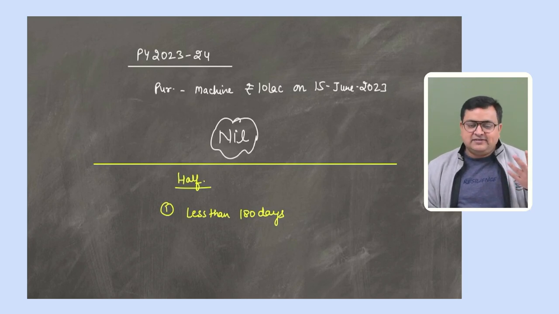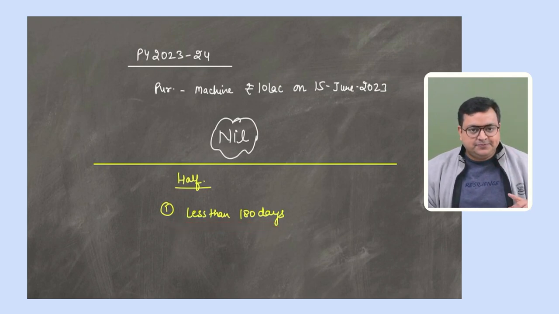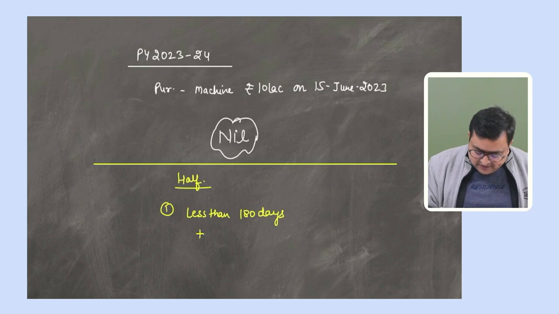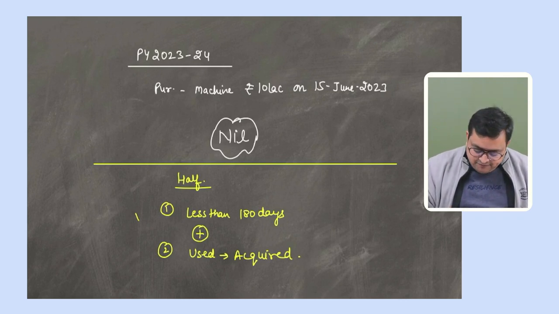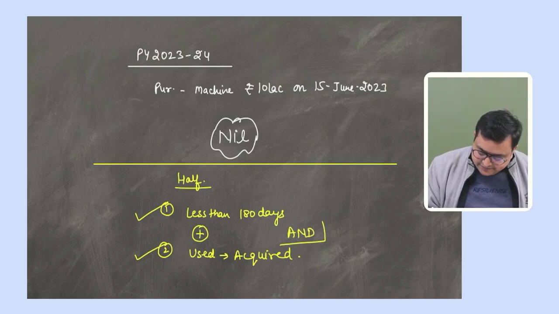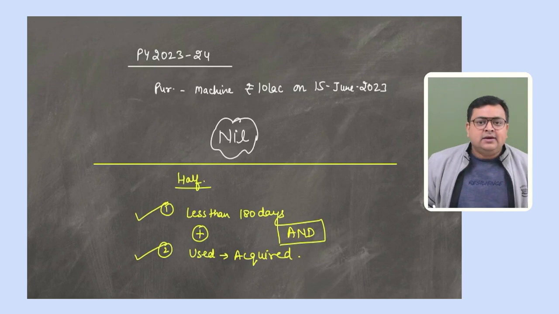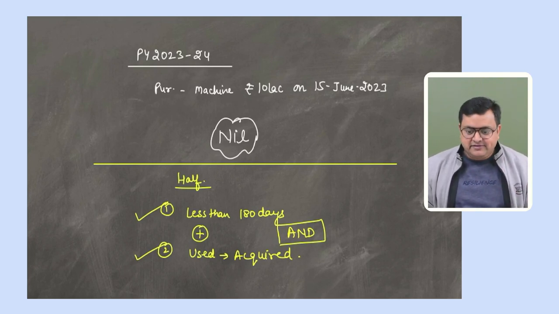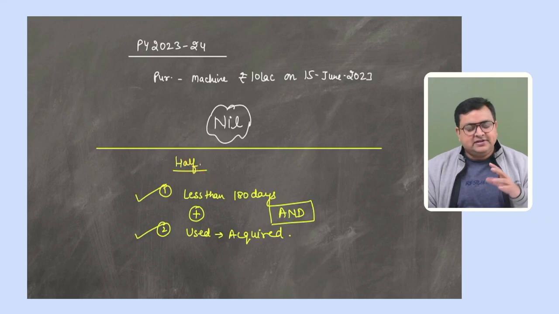Of course, you have used it. That is the reason you are charging it. If you have never used it, obviously the depreciation would be nil in that case. But half depreciation you will be charging if it is used for less than 180 days. And second condition also, plus it is used in the same year when it is acquired. It is used in the same year when it is acquired. If both these conditions are satisfied simultaneously, there is a plus over here. I am writing and also. If both these conditions are satisfied, then you can claim half depreciation. Then you can claim half depreciation, right? If these conditions are not satisfied, then half depreciation will not be charged. In that case, full depreciation will be charged.